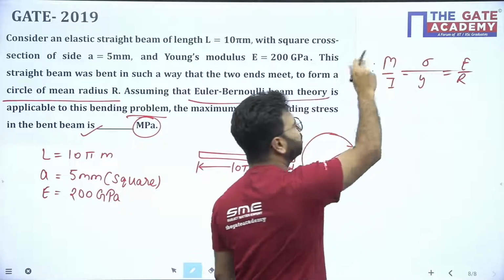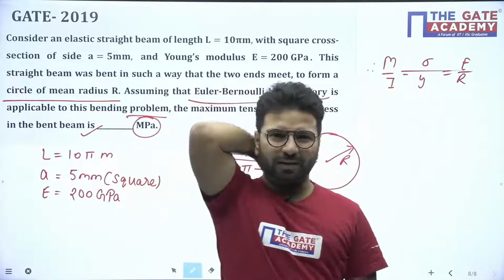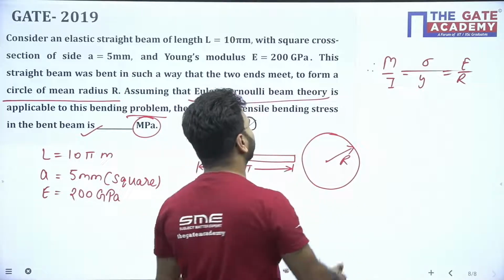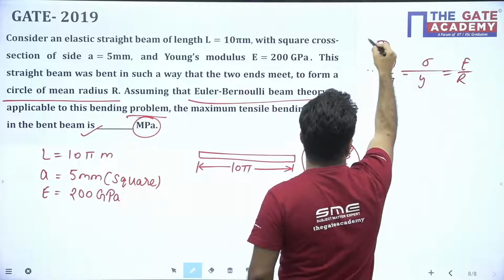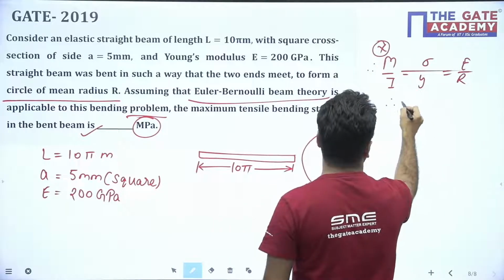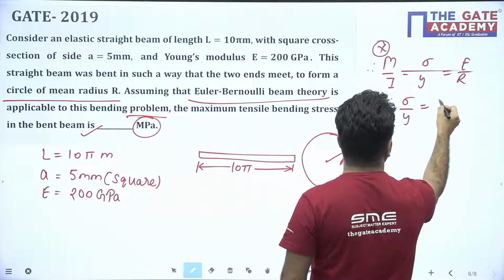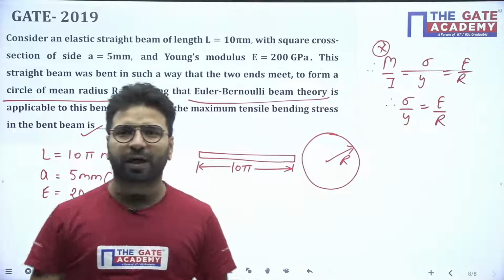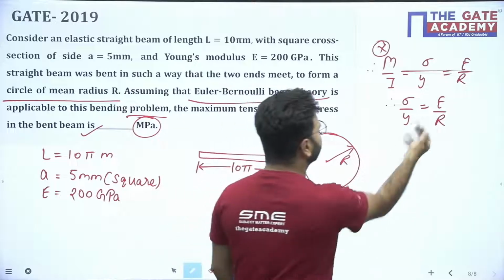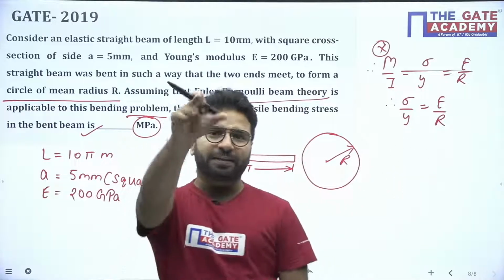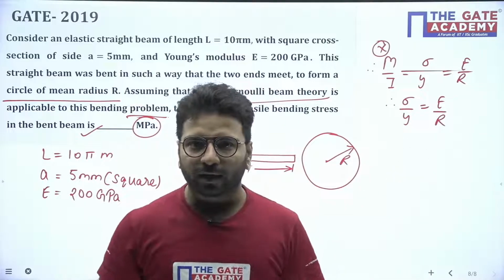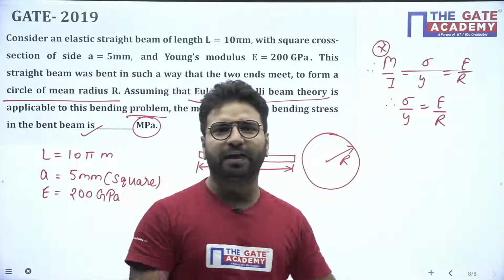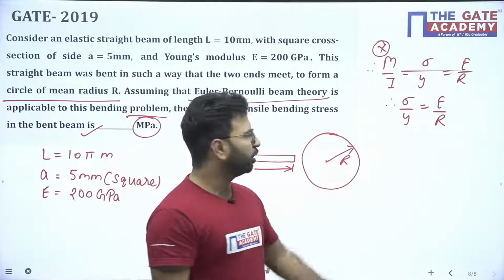M is not given to me, so this term is not useful for me. It means we have only sigma upon y is equal to E upon R. I know y, I know E. If I get to know R from somewhere, my game will be over, I will get the answer in seconds. How will you get R? Everything is given.